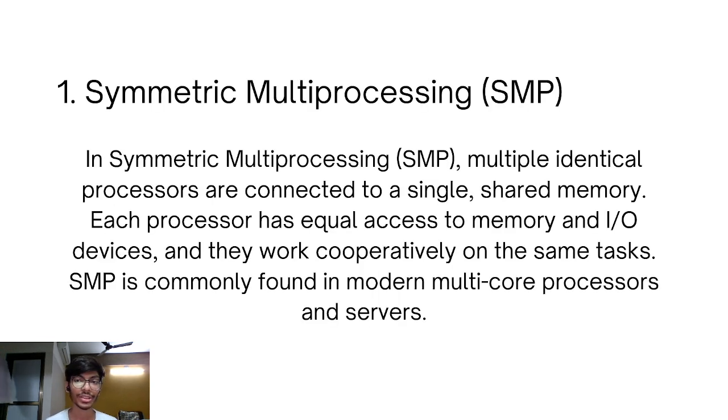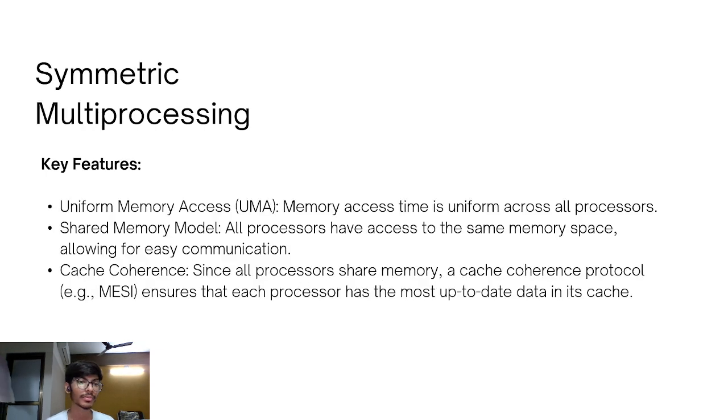First is symmetric multiprocessor, SMP. In SMP, multiple identical processors are connected to a single shared memory, and each processor has equal access to the memory and I/O devices, and they work cooperatively on the same task. SMP is commonly found in modern multicore processors and servers.